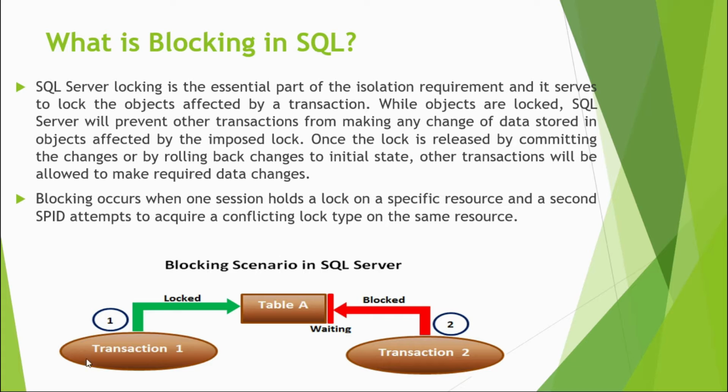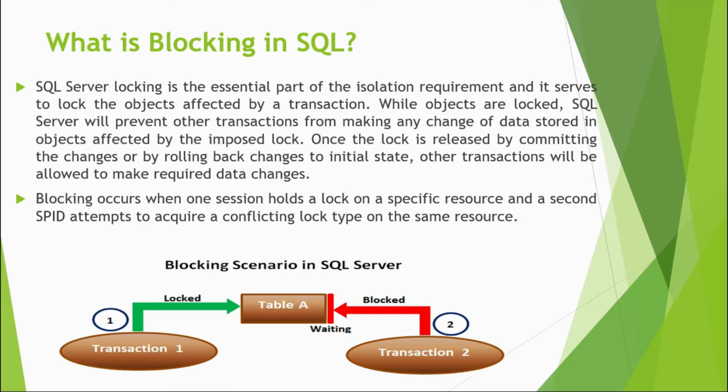Once transaction 1 completes its query, then transaction 2 will start and it will acquire a lock on table A. So this is how locks work. And when transaction 1 is trying to access this table, and let's say it's running for a long time, transaction 2 will be blocked for that period of time. So that's how blocking occurs. Generally, blocking is a normal thing in SQL, but when the execution time increases, it might lead to performance issues.